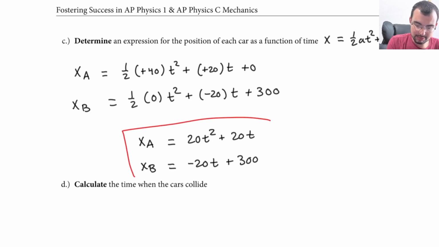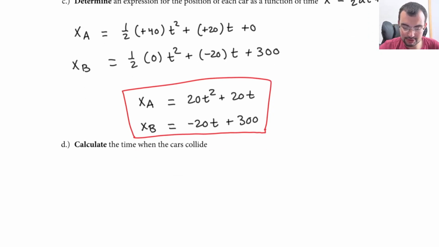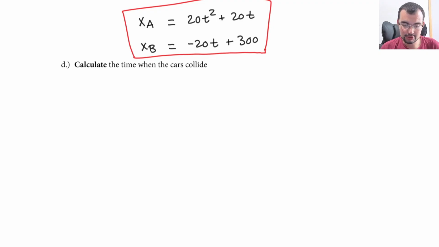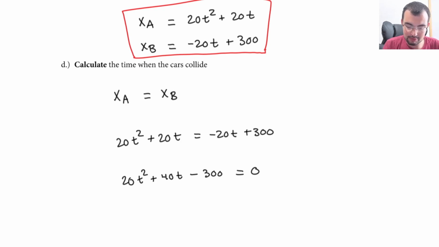So we do get what we expect, right? We have a quadratic that's concave up, and we have a line with negative slope with a y-intercept. All right, when do the cars collide? Well, we're going to do what we did last time, where we just set their positions equal. So we get 20t squared plus 20t equals negative 20t plus 300. Add 20t to both sides, and we get 20t squared plus 40t minus 300 equals 0 when we put everybody on the same side.